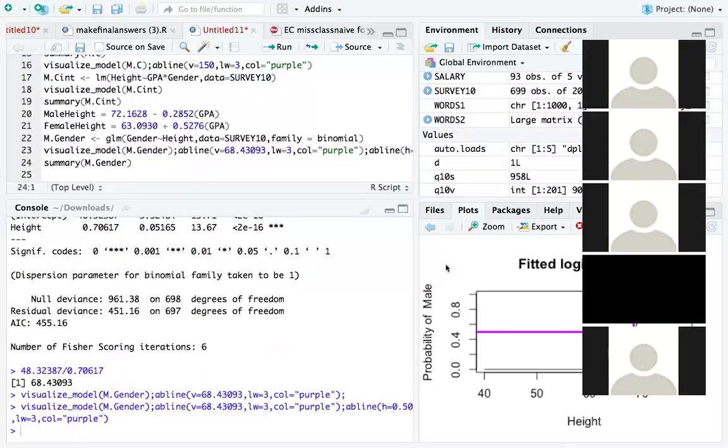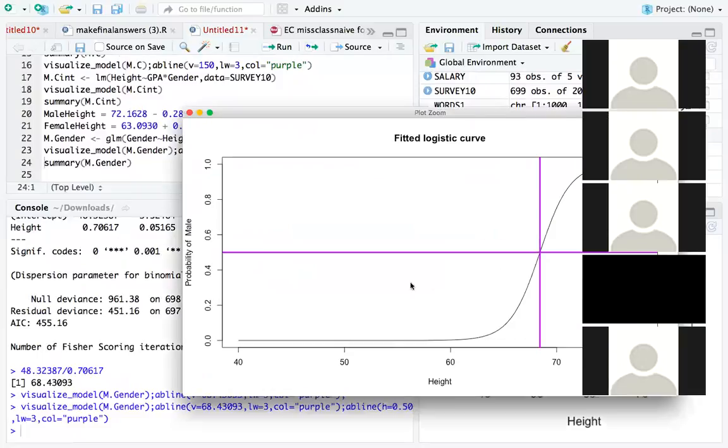There we go. So when you look at this right here, this is actually the 50-50 breakpoint at which we would predict somebody to be female or male. People who are taller than 5'8", like 5'8.5" or 5'9", we would predict to be male, whereas people who are shorter than that, we would predict to be female. So this is exactly what's going on here: this is the 50-50 breakpoint. That's why I added a line right here and a line right here to show the 68.43 we calculated. And yeah, this is logistic regression.